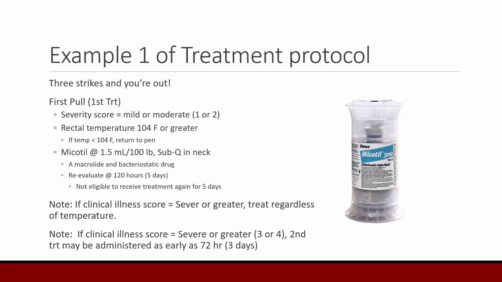So here's an example of a treatment protocol that I've done in the past. In this one, we have three strikes and you're out. For first pull, we're going to pull cattle that have a severity score of mild to moderate, so 1s and 2s. We're going to take their rectal temperature. We'll treat anything that is over 104. Anything under 104 will return to the pen. Anything that has a clinical illness score of 3 or 4, we're going to treat no matter what.